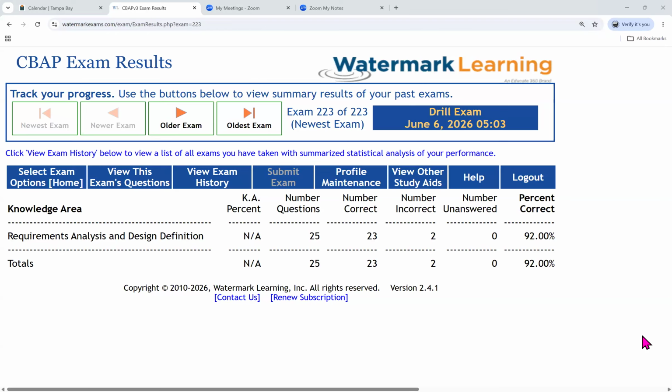What was chapter 6? Chapter 6 is solution evaluation. No, not solution evaluation. I just blanked on it. Chapter 6 is strategy analysis. Analyze current state, define future state, assess risk, and define change strategy.